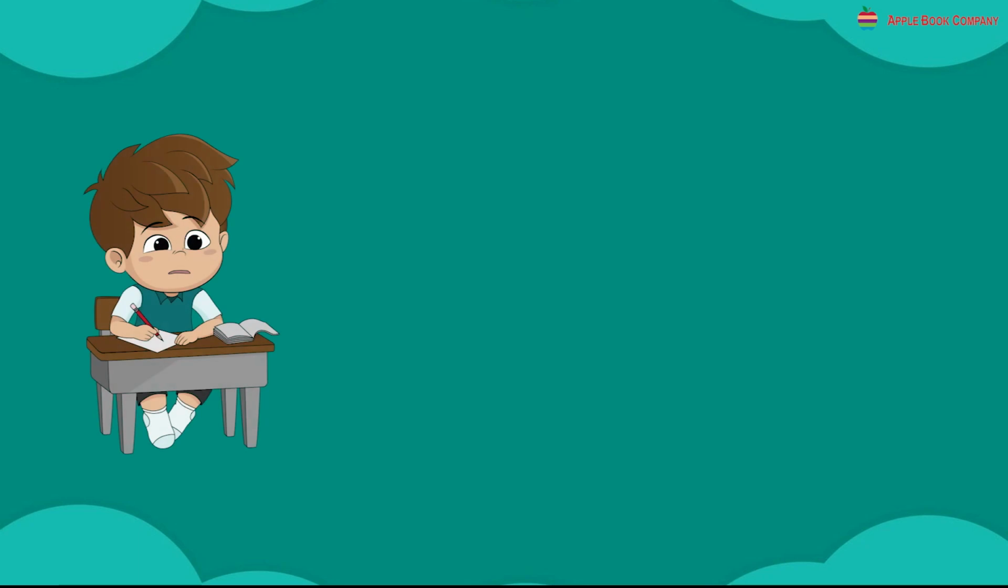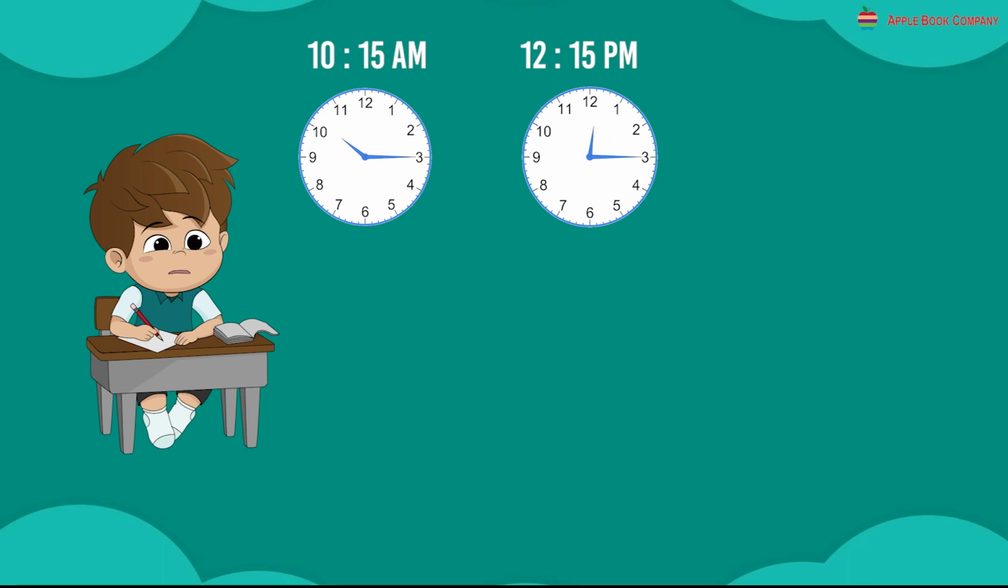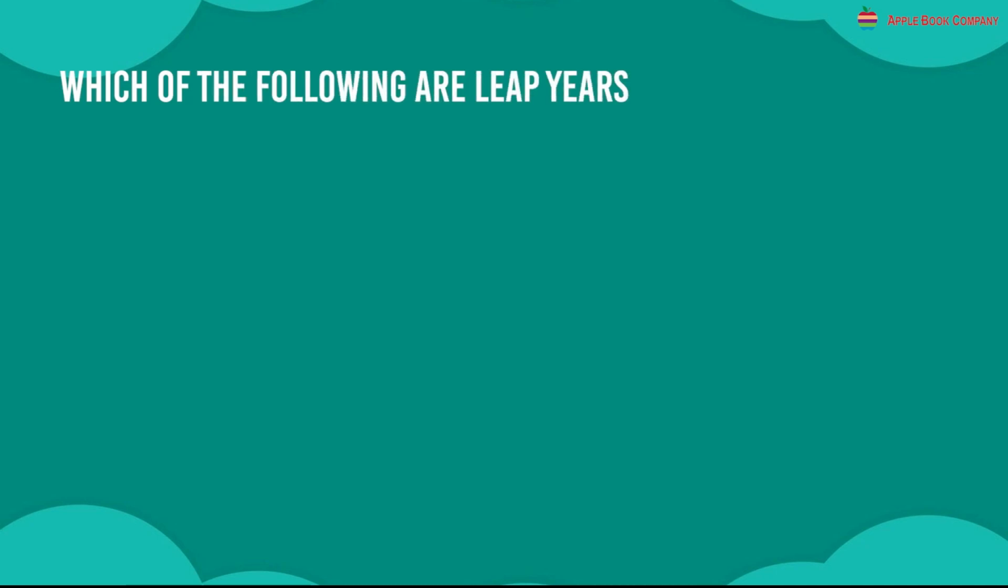Next question. Ashish started his homework at 10:15 a.m. He finished his homework at 12:15 p.m. How much time did he take to complete his work? The answer would be the difference of 12 hours 15 minutes and 10:15. That is 2 hours.